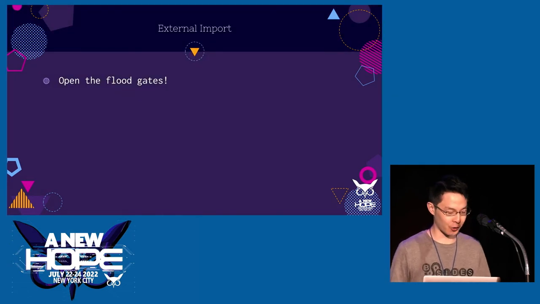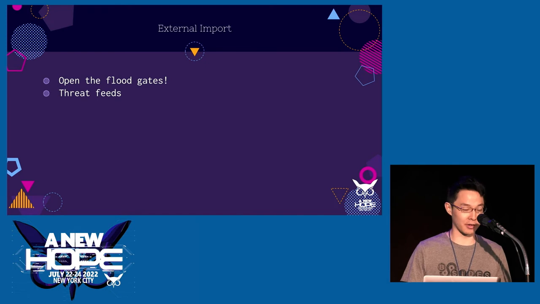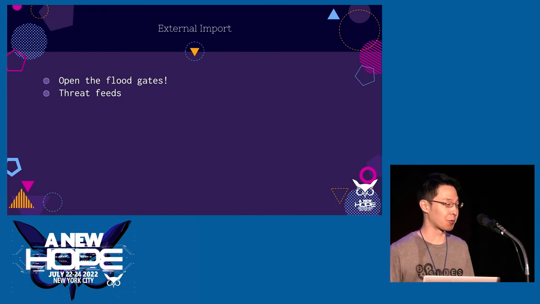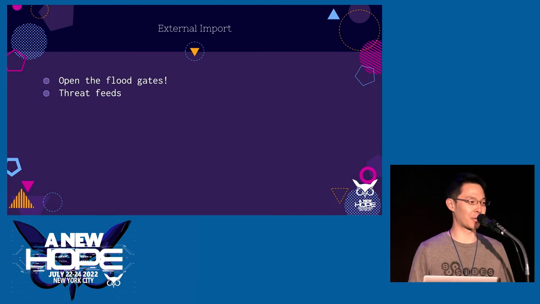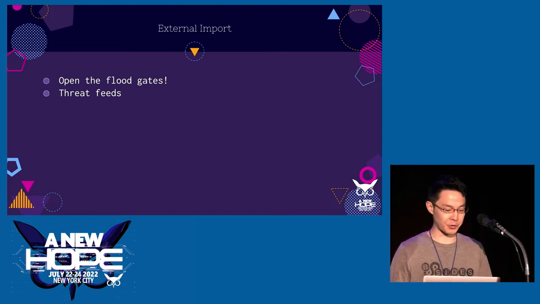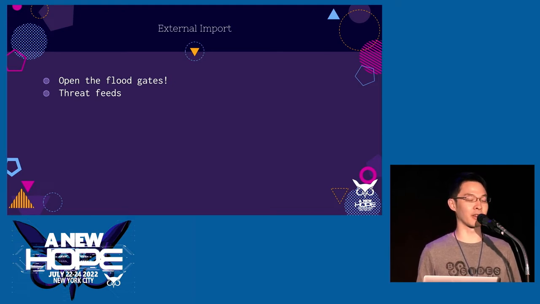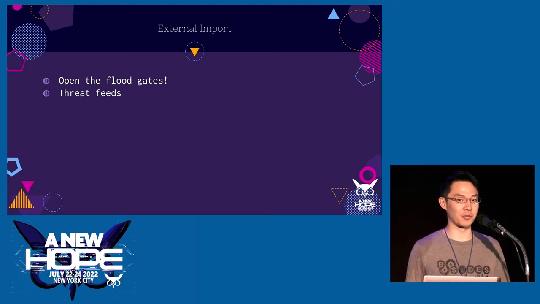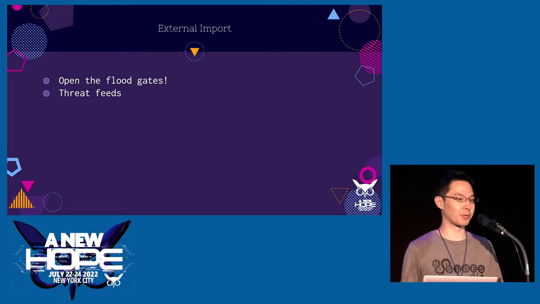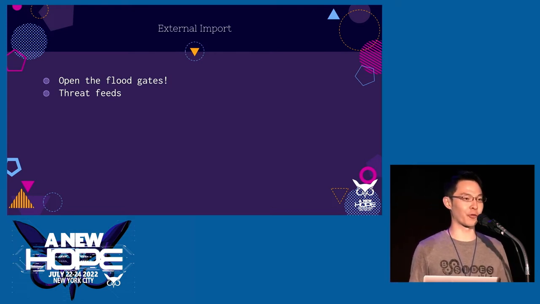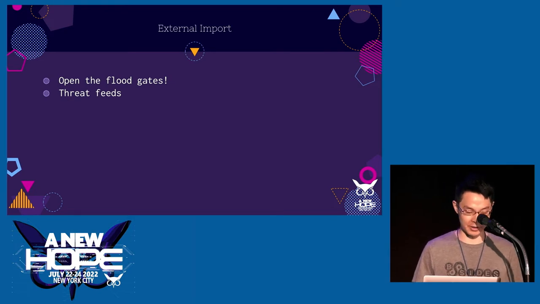So external import essentially opens the floodgates. You'll get a ton of data from upstream threat feeds, hundreds of thousands of indicators every hour depending on what you're tapping into, and you don't want your CTI team to go through each indicator and figure out what is useful and what isn't. You want to make sure the indicators stay fresh and aren't stale. They're not very useful if they came in a year ago. You need something to auto-offboard them from your platform, because indicators get stale over time.